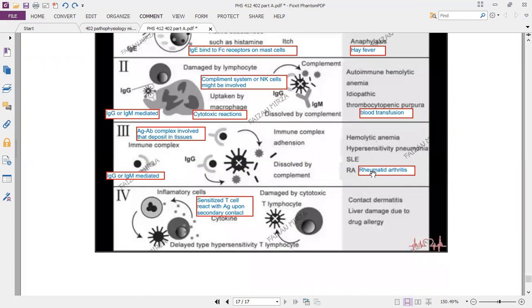For example, rheumatoid arthritis, in which the joints start to become inflamed, and the cells of the joints are replaced by non-functional cells, and this is how the joints are very painful to move. Rheumatoid arthritis, hemolytic anemia, hypersensitivity pneumonia, or SLE, systemic lupus erythematosus, in which deposits of antigen antibody complexes go on to deposit in various parts of the body, in skin and in joints, and this is a debilitating disease.